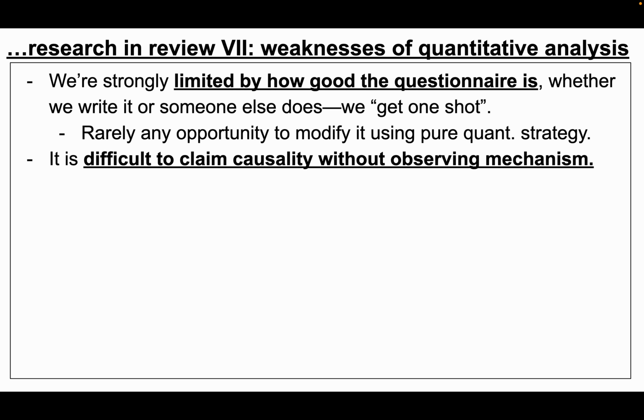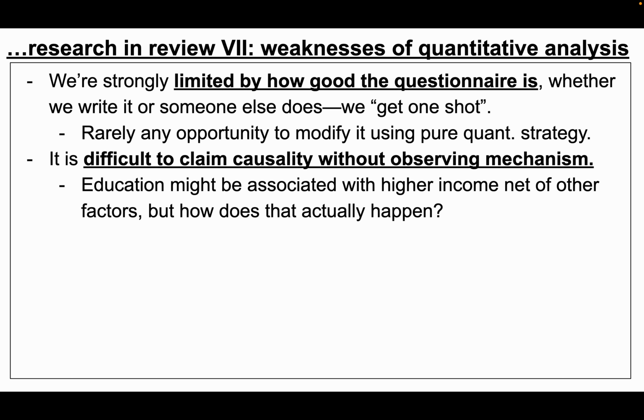It's also difficult to claim causality without observing the particular mechanism. So while education might be associated with higher income net of other factors, we might want to know how that actually happens. And generally speaking, quantitative analysis is far from ideal for this kind of observation.